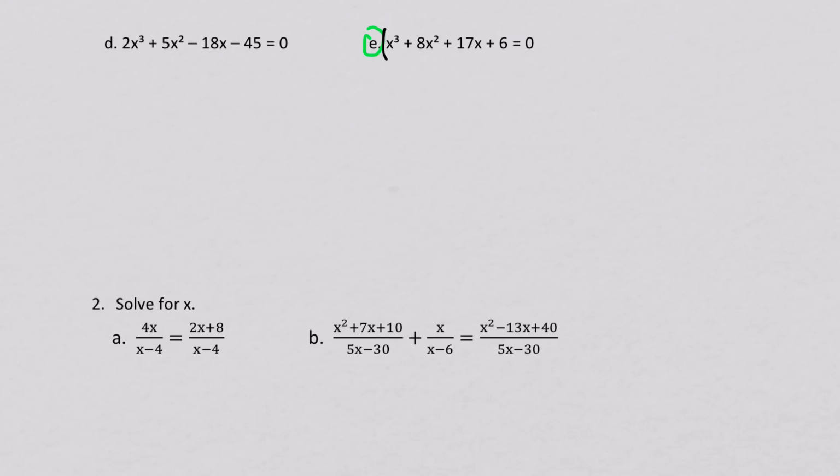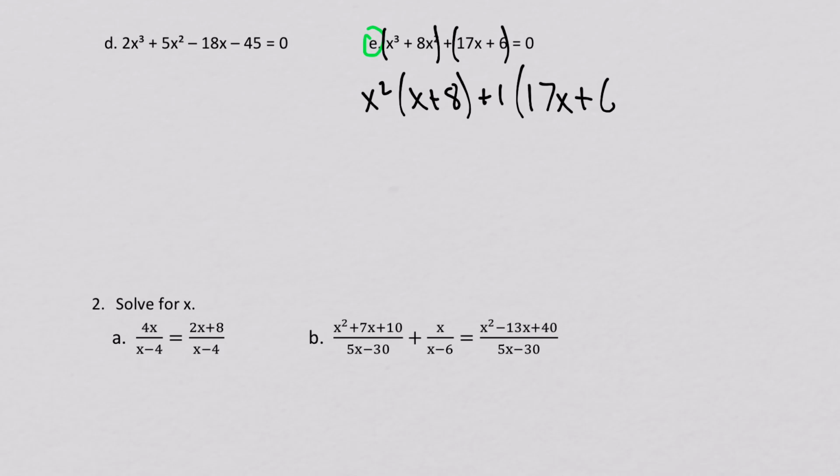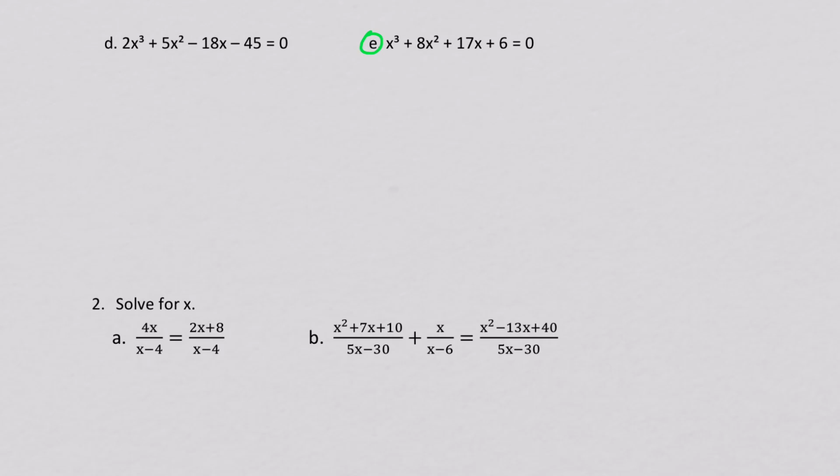So here we go. I'm going to group these two, and I'm going to group these two, and I'm going to try to factor. For the first pair, I am going to factor out x squared, leaving me with x plus 8. For the second pair, there's really nothing I can factor, right? So basically I factor out 1, and it leaves me with 17x plus 6. And at that point, you notice that it doesn't work, right? You cannot factor by grouping. So what we're going to do instead is to do synthetic division.